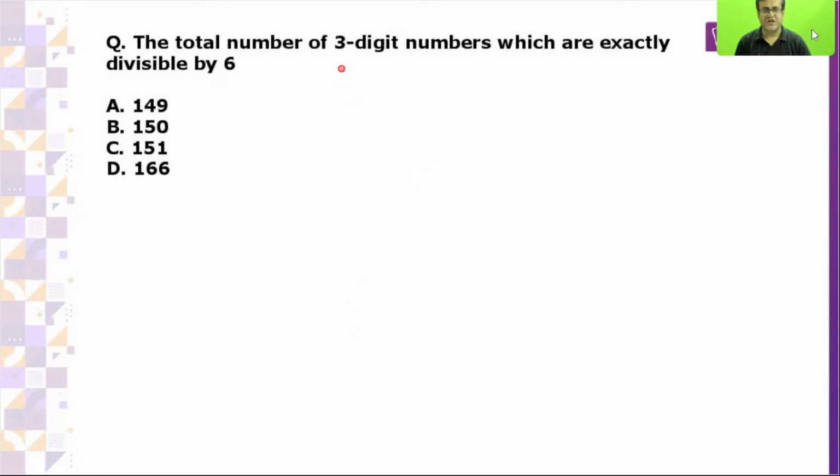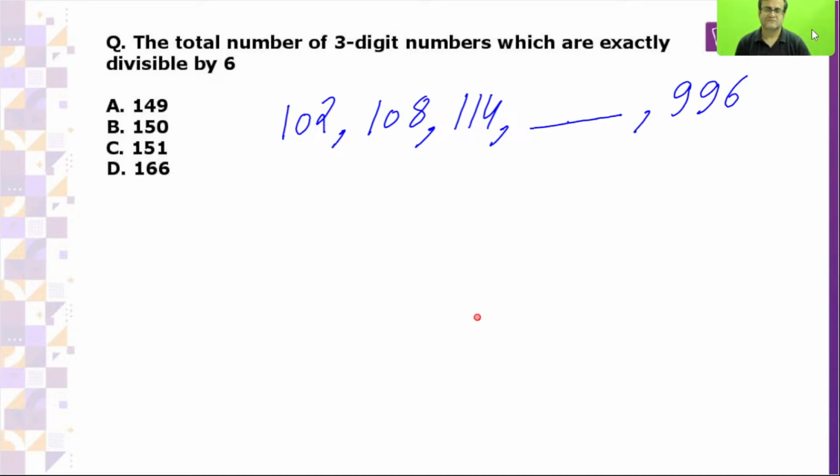Total number of 3-digit numbers which are exactly divisible by 6. The first 3-digit number is 100. Is this divisible by 6? No. The very first number which is divisible by 6 is 102, then 108, 114, and that is going on. The last number will be how much?